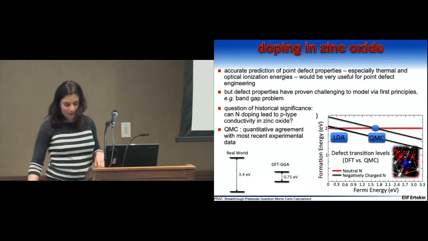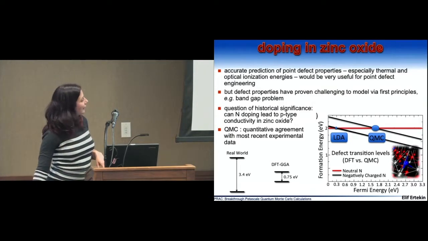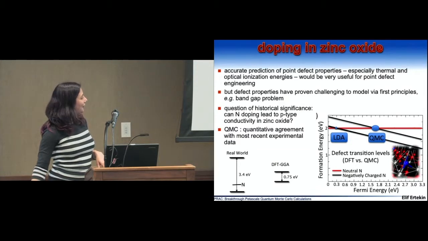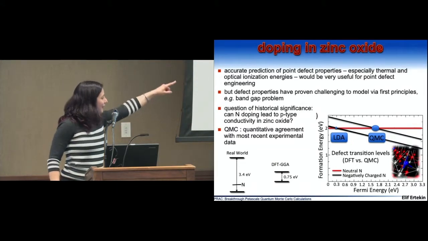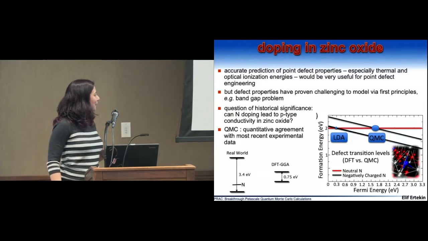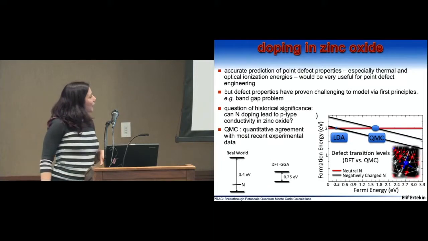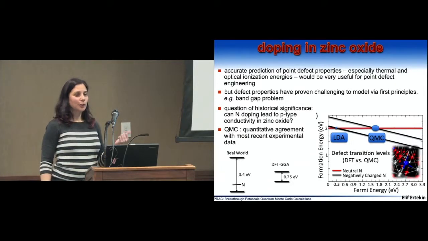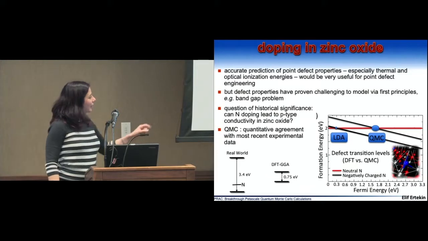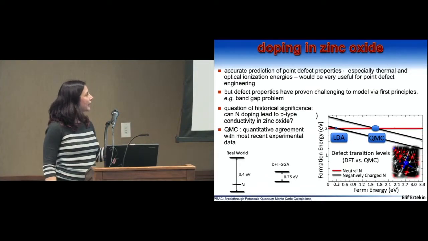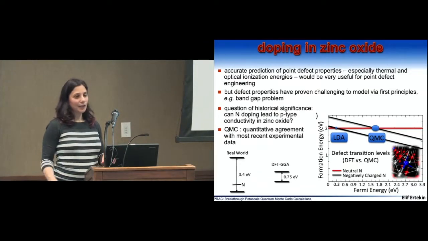Now if you think about putting a defect inside of zinc oxide, maybe nitrogen was the one that we were concerned with, that defect introduces a level somewhere inside that gap in the real world. But if my calculated gap is only 0.75 eV, there's no way I'm going to be able to get that right. The nice thing is that with quantum Monte Carlo methods, you calculate the gap, you do get it right, and actually our calculated energy level for nitrogen defects in the material agree quantitatively with the most recent experimental results.